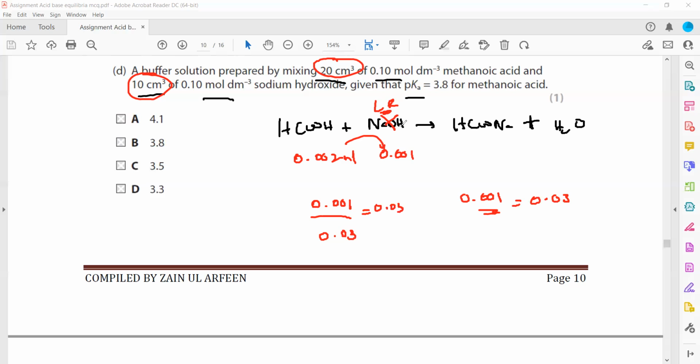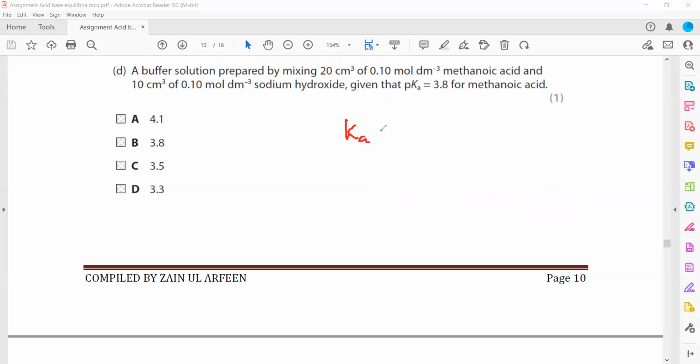0.03. So basically, this question can be solved by a very short method. First I'm explaining the idea of how it can be done, and then I'll explain the trick you can use to quickly get the answer. So it means we have the same concentration of the salt and the acid. Now we'll write the dissociation constant Ka.